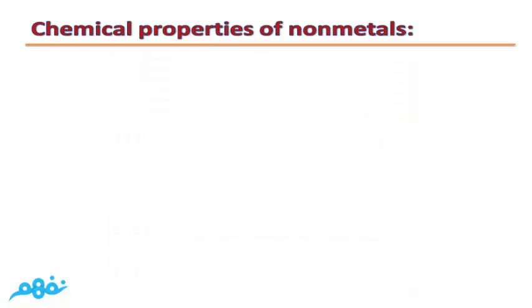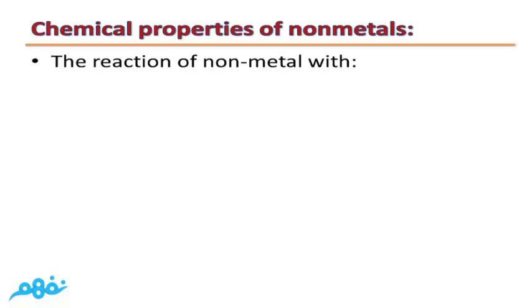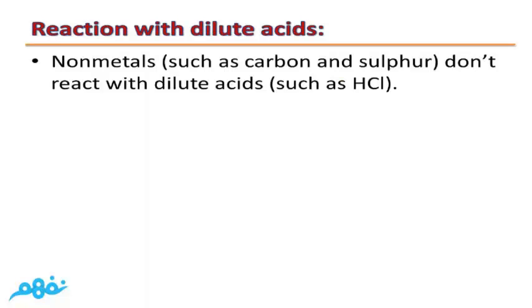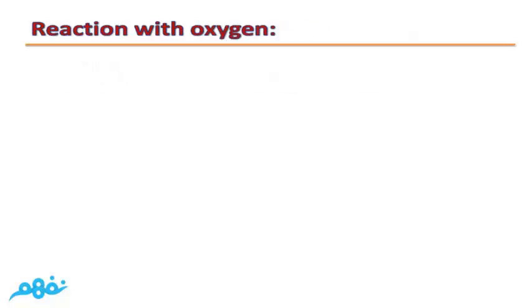Now let's talk about chemical properties of nonmetals. The reaction of nonmetals will be with only dilute acids and oxygen. Reaction of nonmetals with dilute acids. Nonmetals such as carbon and sulfur don't react with dilute acids such as hydrochloric acid.